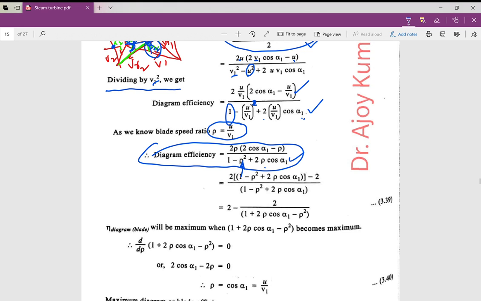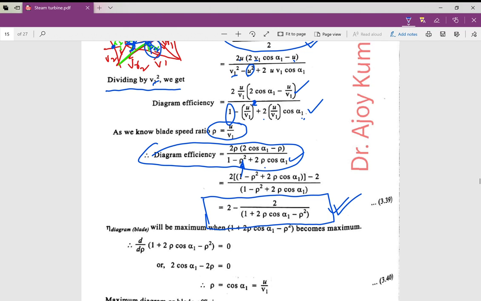Right, so let us simplify now in this way, and then finally it comes diagram efficiency like this. So dear students, please remember this is the diagram efficiency of a reaction turbine. So important parameters till now: in impulse also we got diagram efficiency or blade efficiency in terms of blade speed ratio. Here in reaction turbine it comes like this.